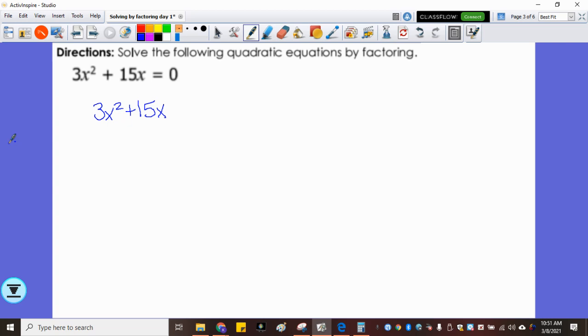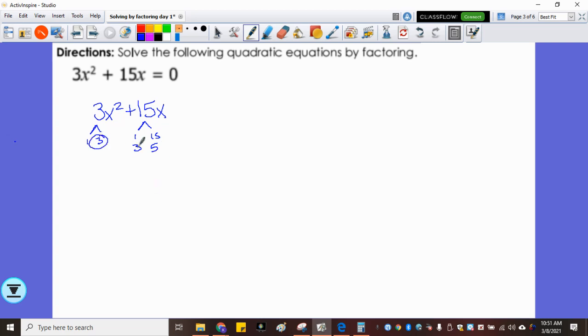So we don't factor using what multiplies to AC and adds to B. We use greatest common factor on this one, because there's only 2 terms, and it's not difference of squares, which we'll review next question. So 3x squared plus 15x, what is our greatest common factor between 3 and 15? 3.